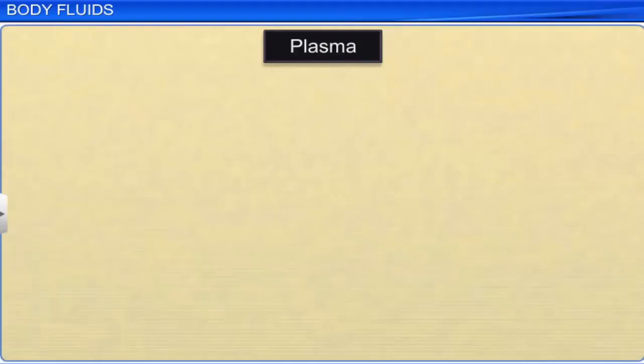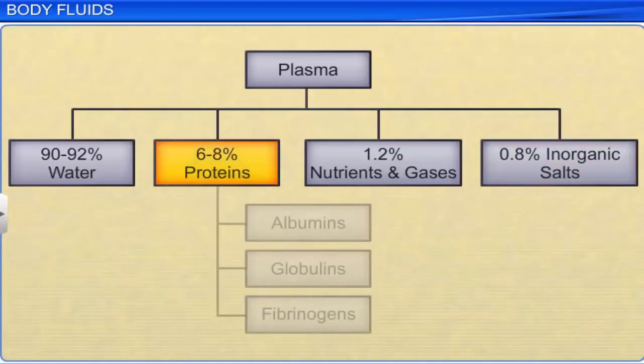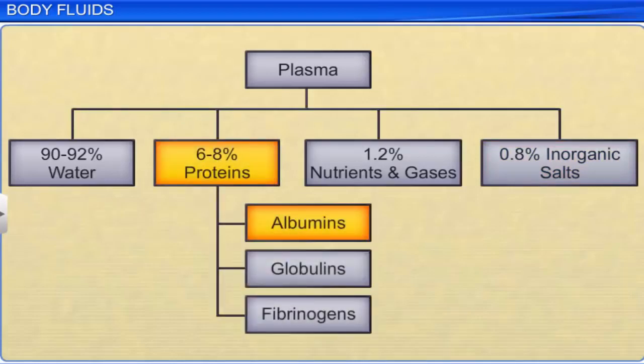Plasma is a straw-colored fluid constituting 90 to 92% water, 6 to 8% proteins, 1.2% nutrients and gases, and 0.8% inorganic salts. The major proteins in plasma include albumins, globulins, and fibrinogens.